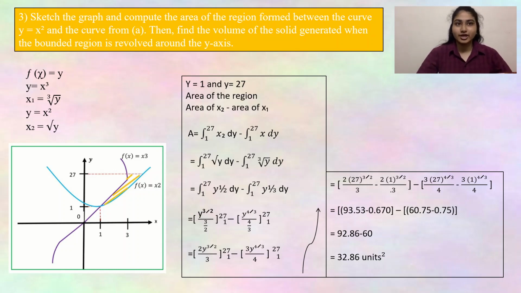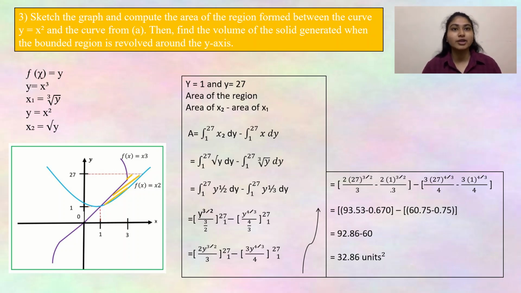So for area of x2 minus area of x1, the equation will be integral 1 to 27 of x2 dy minus integral 1 to 27 of x1 dy. And x2 will be square root y and x1 will be cube root y. And so it will be integral 1 to 27 of y to the power of 1 over 2 dy minus integral 1 to 27 of y to the power of 1 over 3 dy.